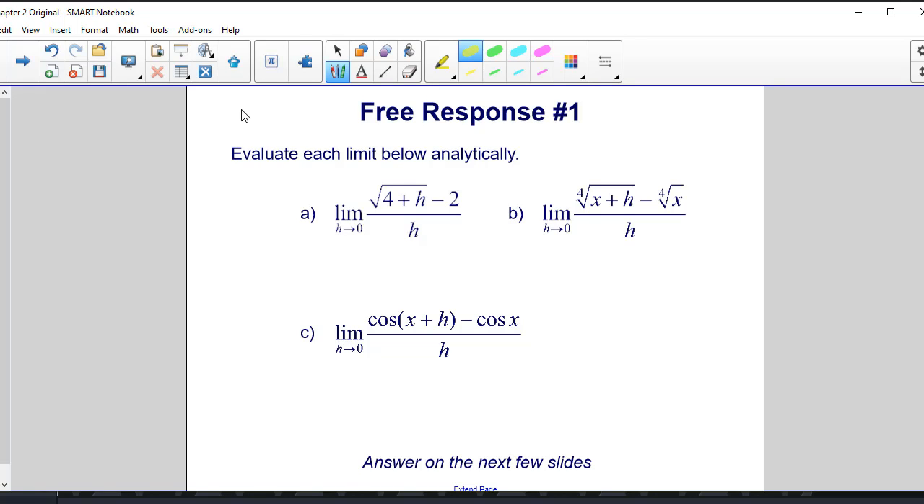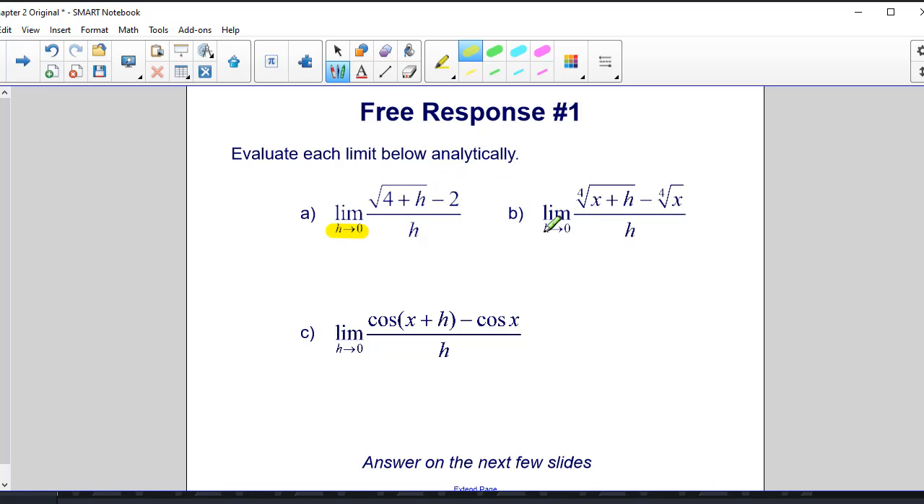Free response question number 1. Evaluate each limit below analytically. There are 3 limits which we will take a look at. Letter A, the limit as h approaches 0 of the square root of 4 plus h minus 2 divided by h.